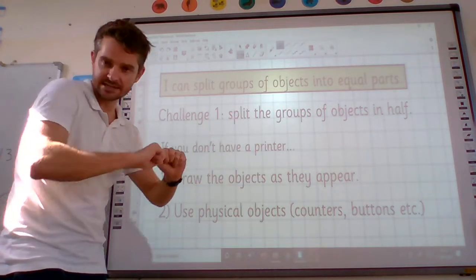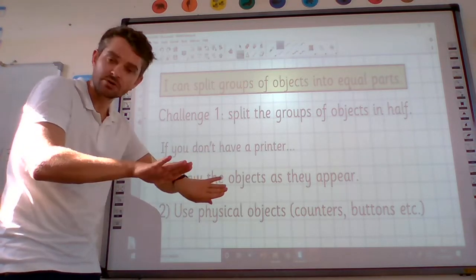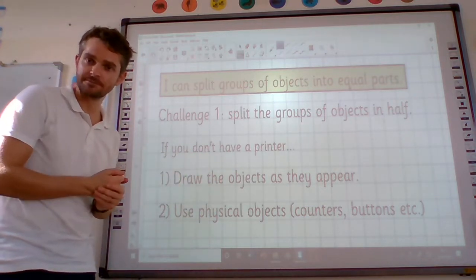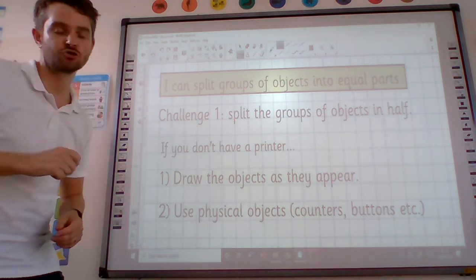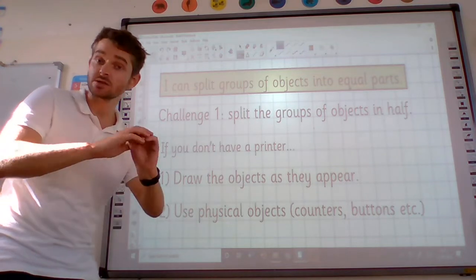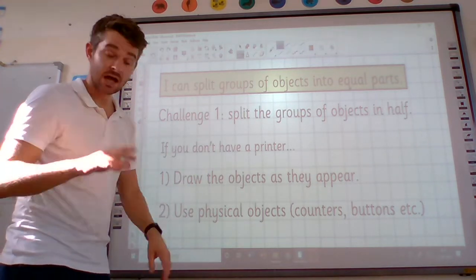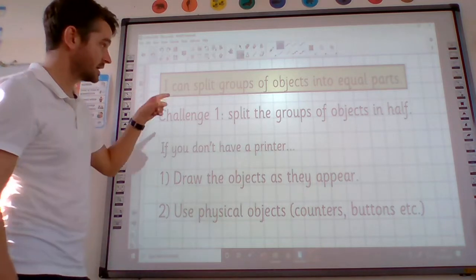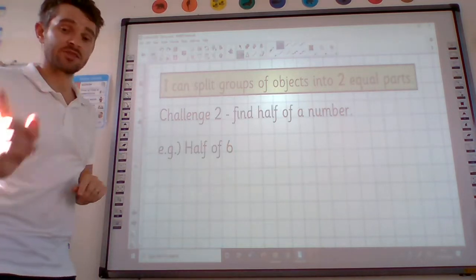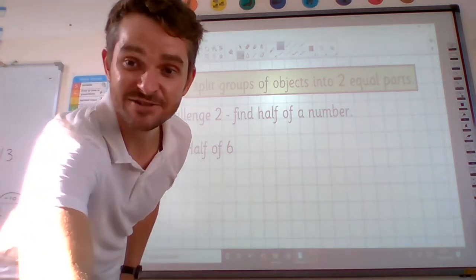You pick up 8 things, scatter the 8 things on the table, and see if you can work out what half of those things would be. Then you can just write in your book what half of the number that you started with was. So there's always ways to be adaptable if you don't have a printer. Okay, have a look on your Class Dojo now and do challenge 1. Then come back to me for challenge 2. I'll see you soon.